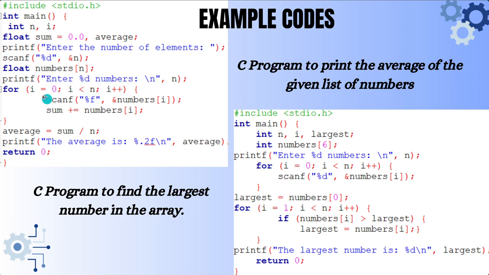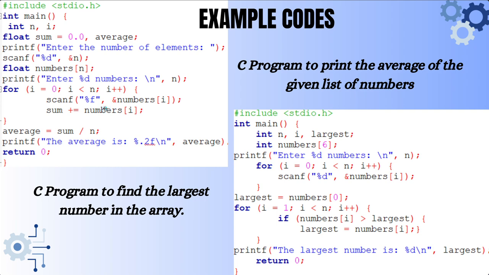Now we are coming to the for loop. i equals 0, i less than n, i plus plus. scanf percentage f, address of num at i. So this is how you use a loop to append the values in the array, to append the elements in an array using the array index. So this part is pretty important. You have to take a look at this and understand it very well.